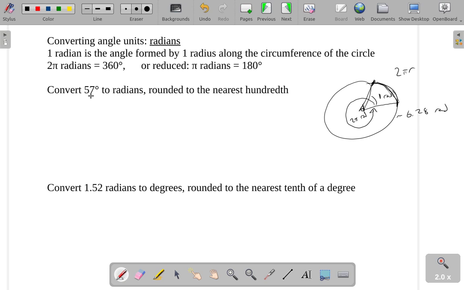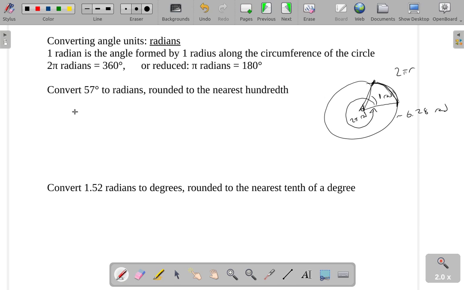But what we can do is we can still do our normal unit conversions. We know that 2 pi radians is equal to 360 degrees. Like I said, that's 1 full revolution. You can actually reduce this. If you take and divide both sides of that equation by 2, you get pi radians is equal to 180 degrees. That's probably the easier way to do this because there's less math involved there, less to do.